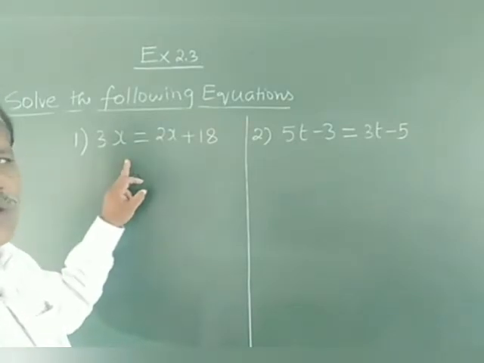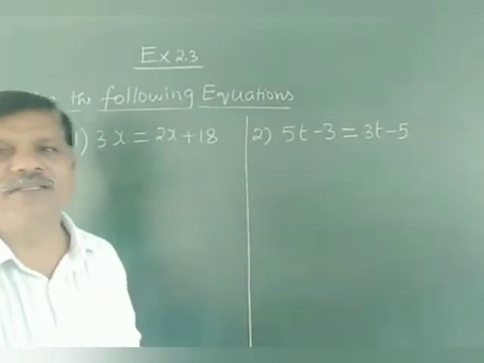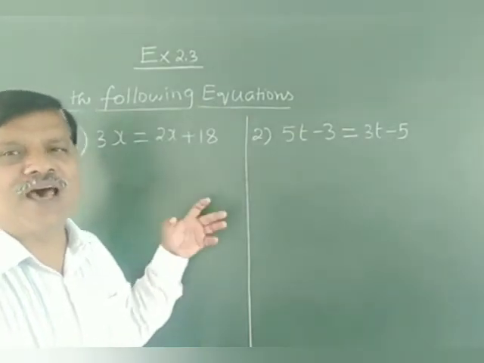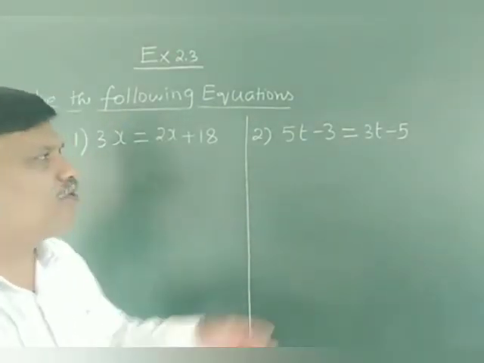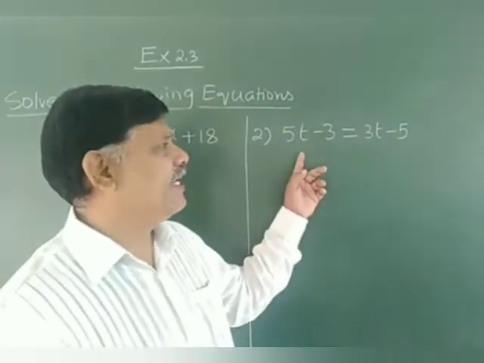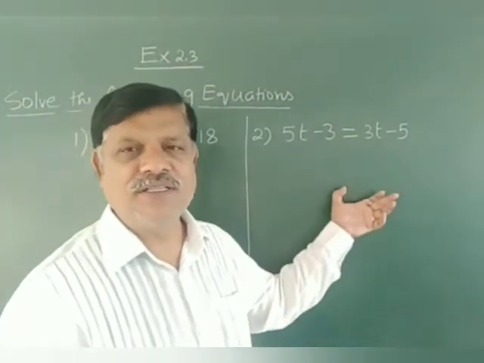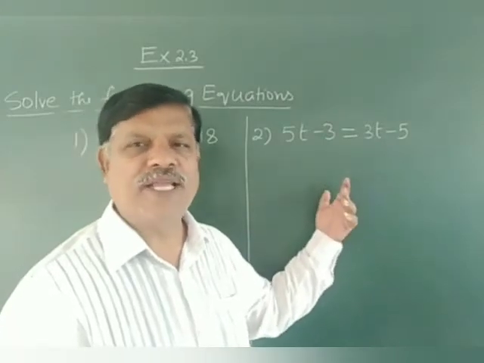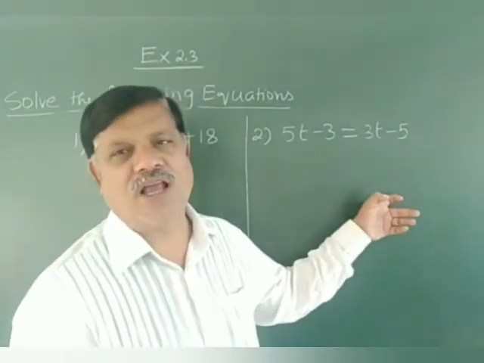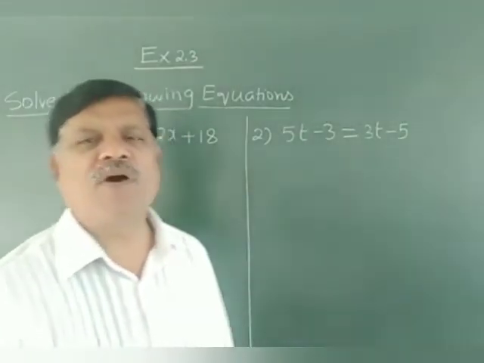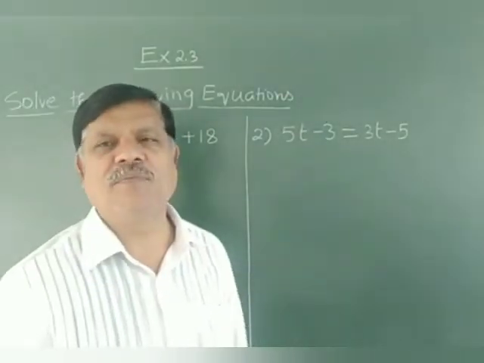3x equal to 2x plus 18. So in this equation, both LHS and RHS have variables. Now you see the second, 5t minus 3 equal to 3t minus 5. So in this also, both sides, that is LHS and RHS, have variables. Now how to solve these types of equations?